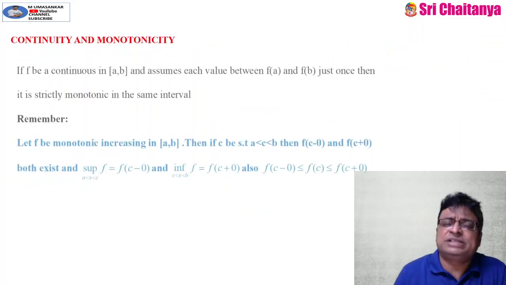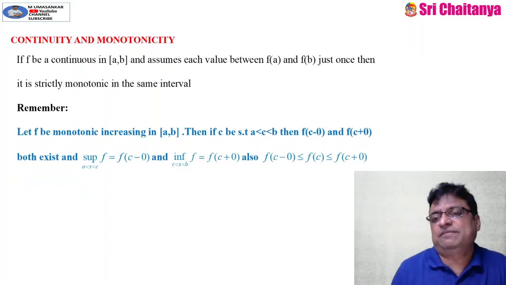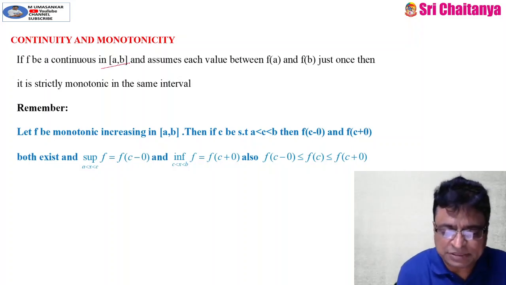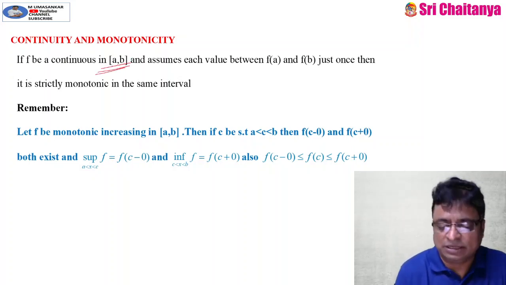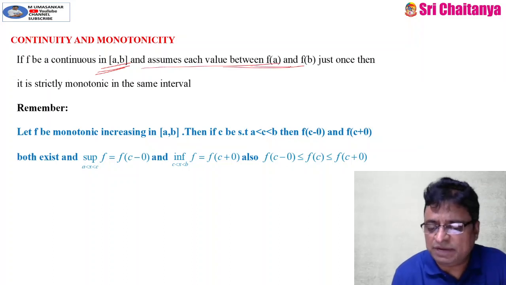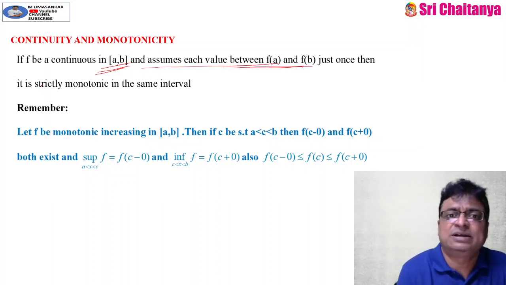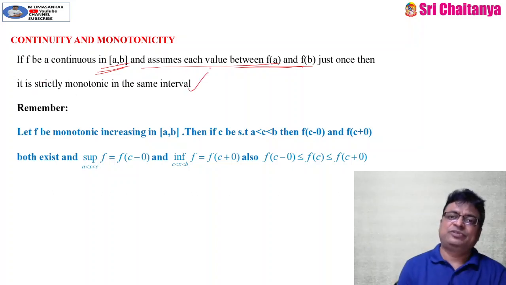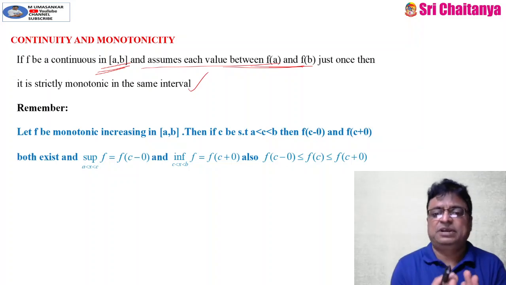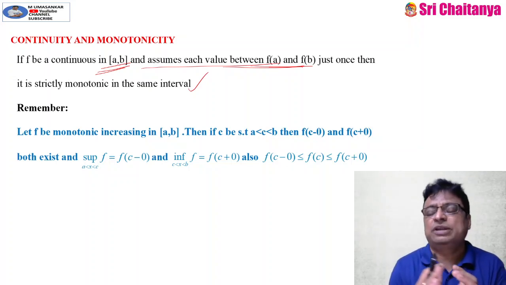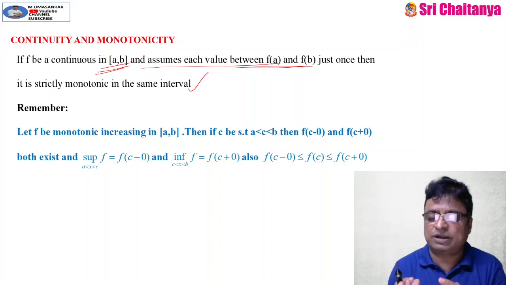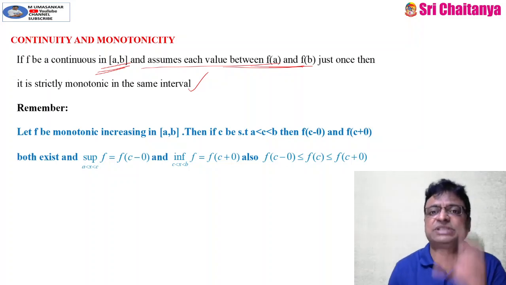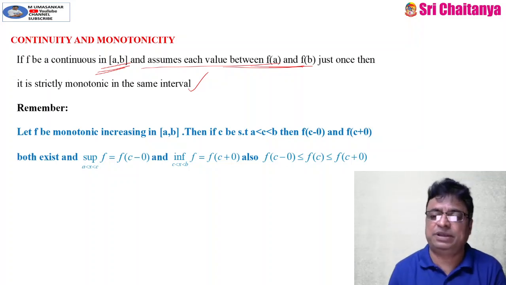So that is about monotonicity of increasing and decreasing functions, where now the continuity and monotonicity. If f is continuous in closed interval AB, and assumes every value between f of A and f of B just once, then it is strictly monotonic in the same interval. Simply I can say that every monotonic continuous function defined in closed interval AB is monotonic and assumes every value between f of A and f of B.